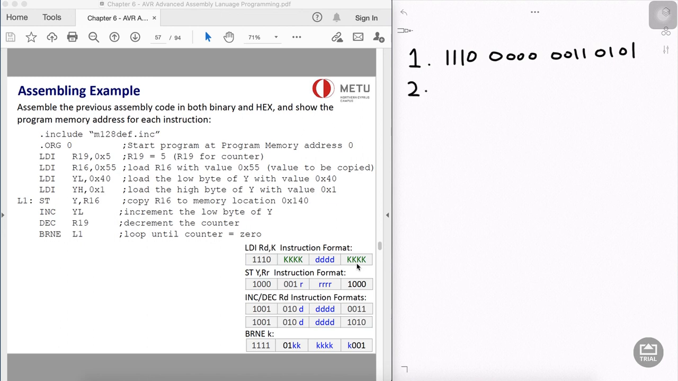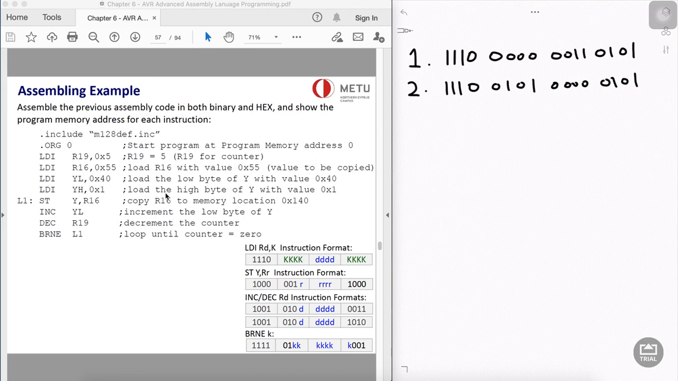Then the second one is R16 hex 55, so 1110. 55 is 0101, R16 is 0000, and then 0101 is another 5. So that's also done.